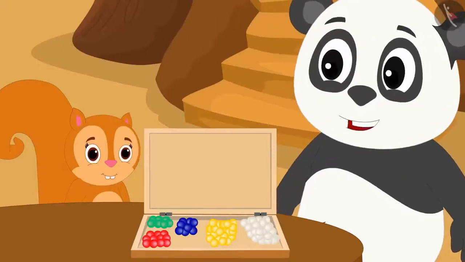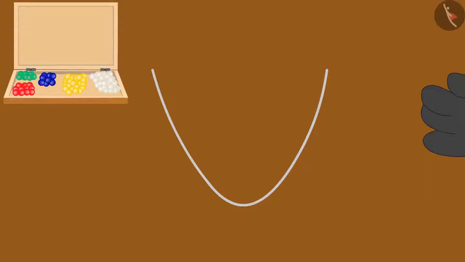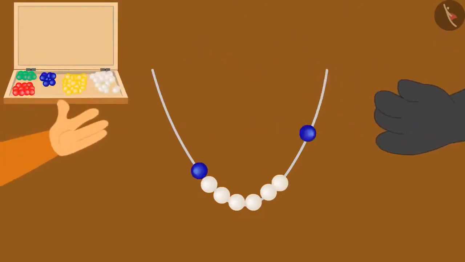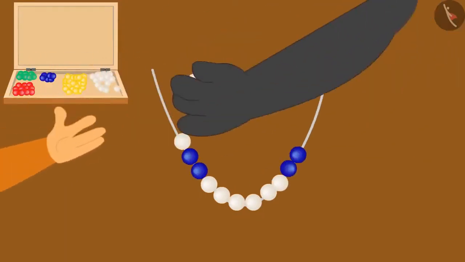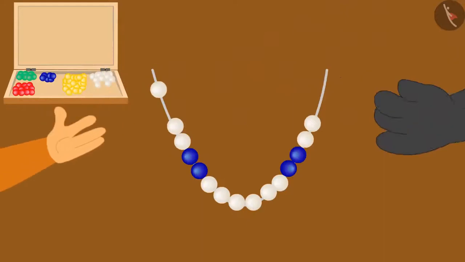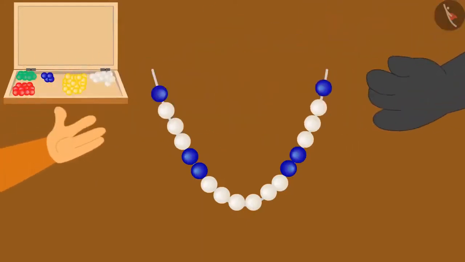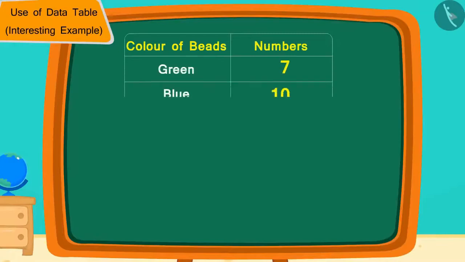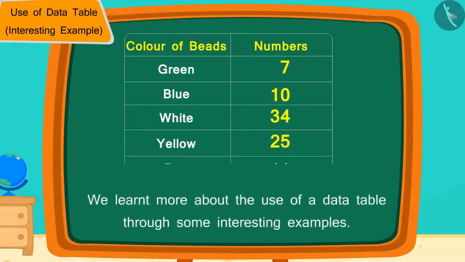Chanda liked Golu's suggestion very much. Now, Chanda and Golu together made a necklace of white and blue beads for Uncle. Children, in this video we learnt more about the use of a data table through some interesting examples.